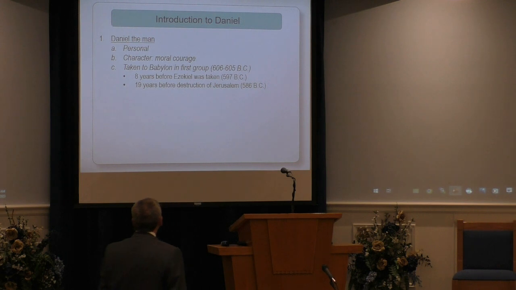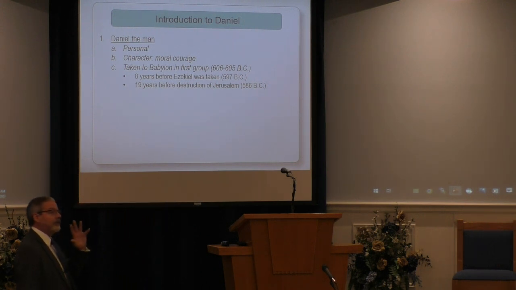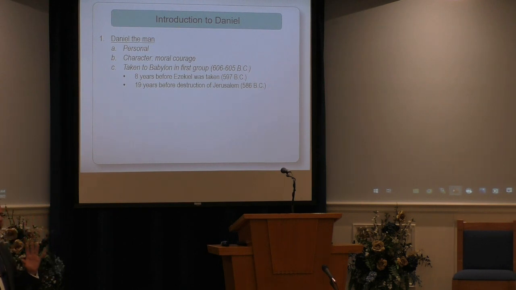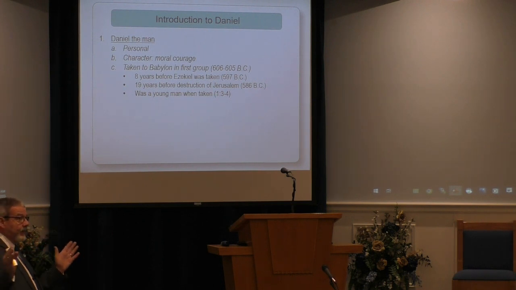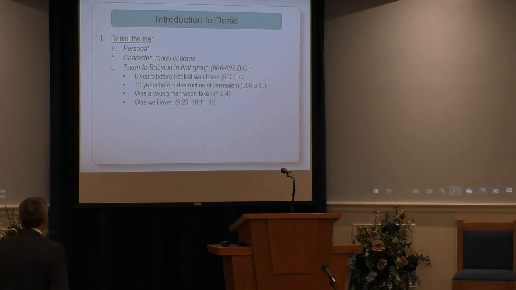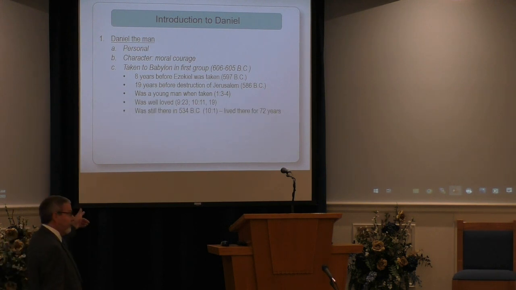So it's just being taken in, but really Daniel is focusing on that Babylonian captivity, that 70-year period. He was a young man when he was taken. Some speculate, we don't know the age, but generally it is speculated somewhere between 14 and 20 years of age. So he was in his late teen years probably when he was taken. He was well respected. He stayed there to 534.